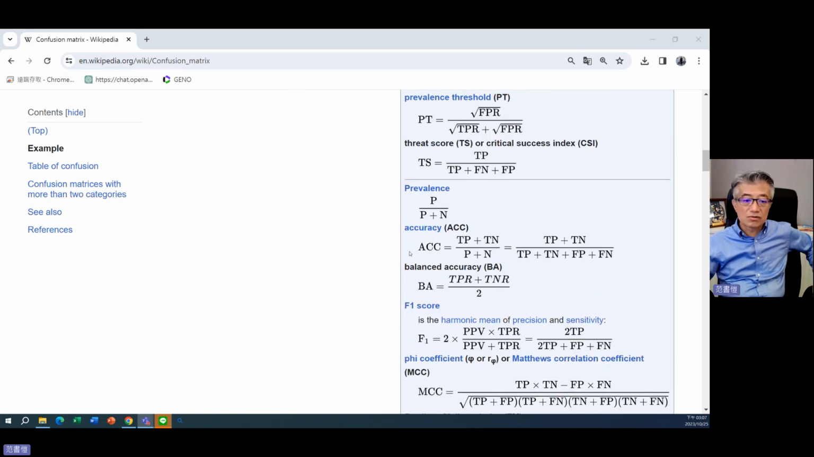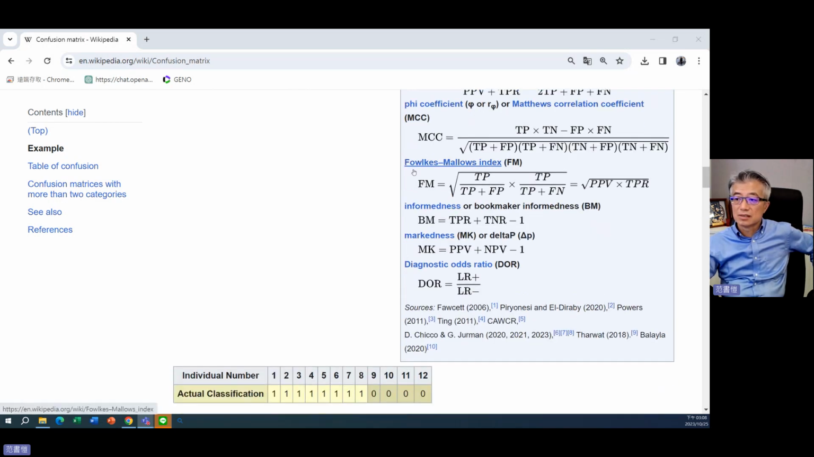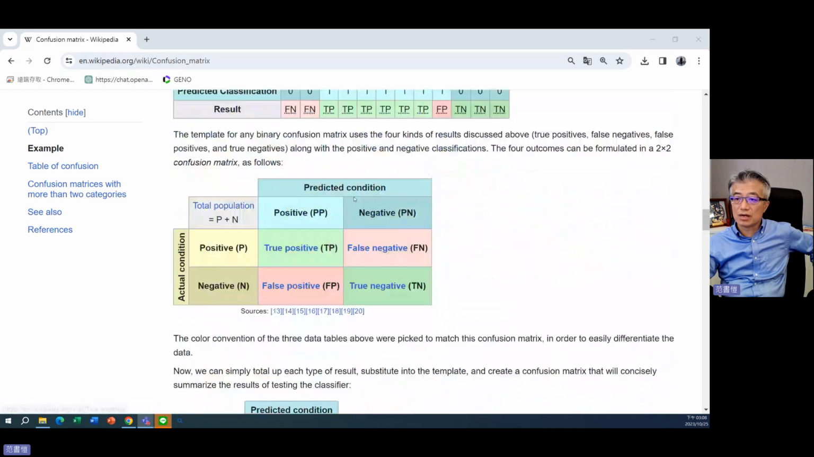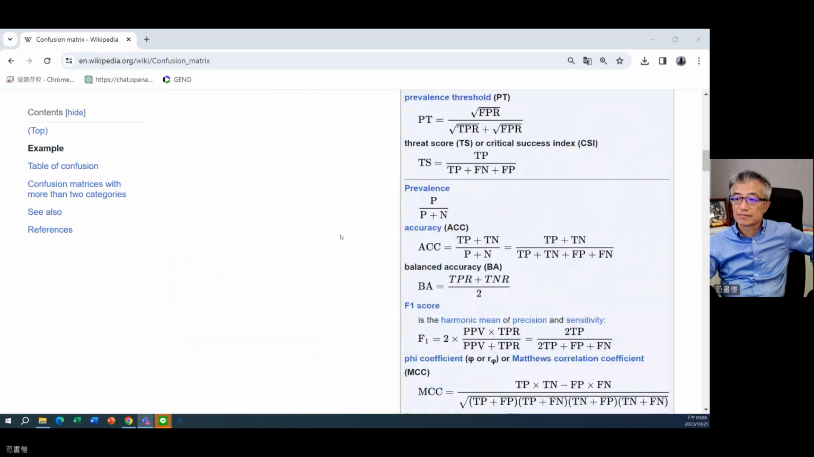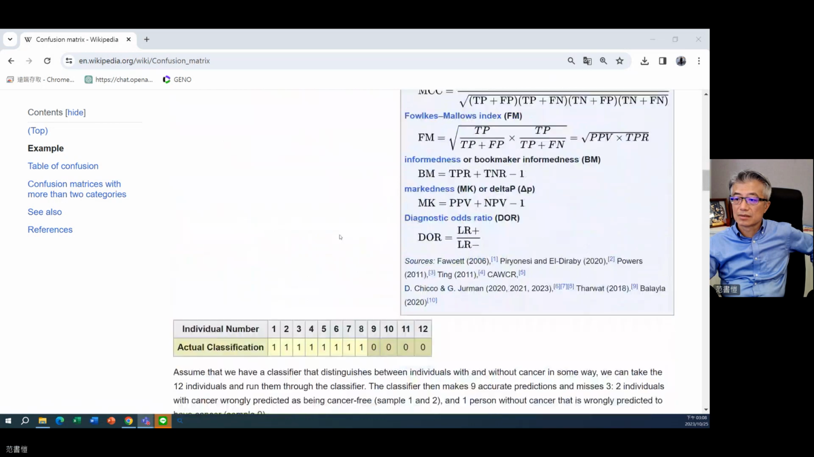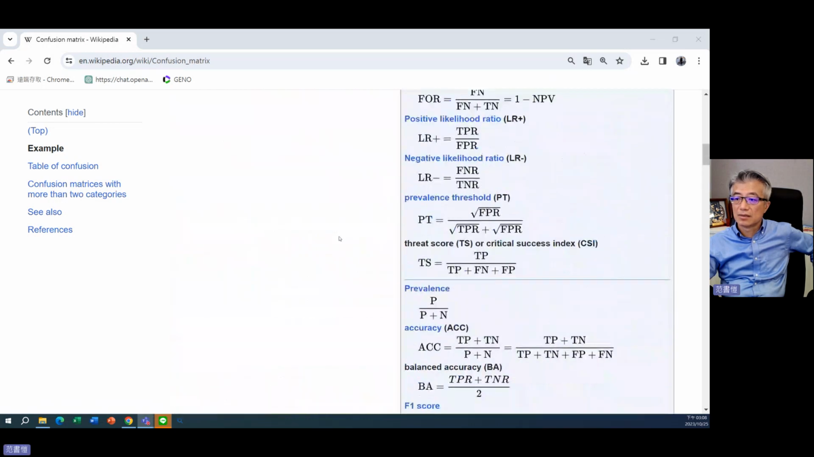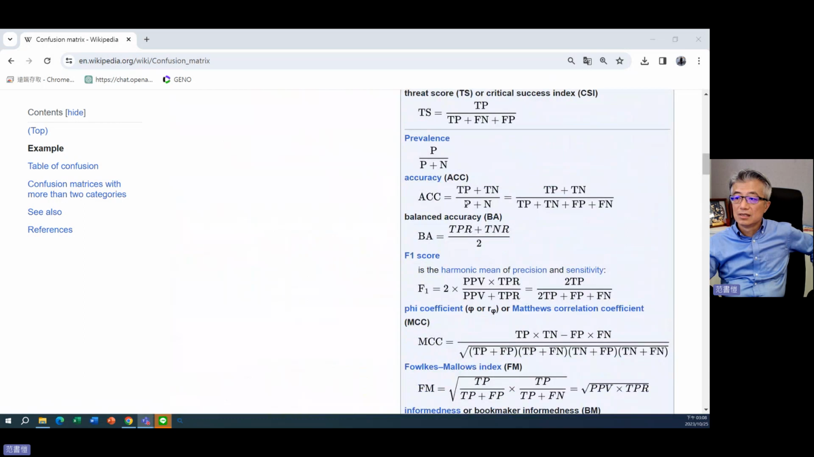Then we go to the accuracy. The accuracy actually refers to the number on the diagonal divided by the total number, P plus N. So this is the accuracy: the true positive plus true negative divided by all the instances.